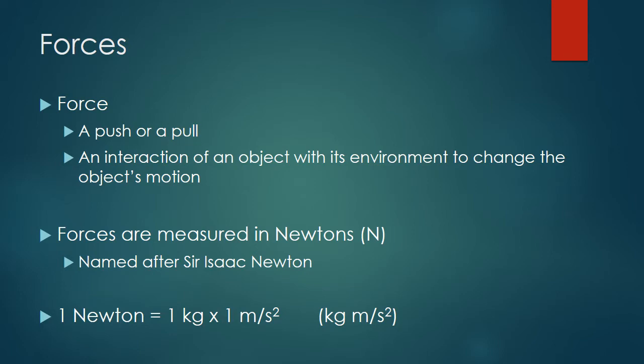One way to remember that it's a kilogram meter per second squared is that force is just mass times acceleration. And we'll talk about that later in these slides. But, well, kilogram, that's our SI unit for mass. And meters per second squared, that is our SI unit for acceleration. So it makes sense that kilogram meter per second squared would be a Newton.